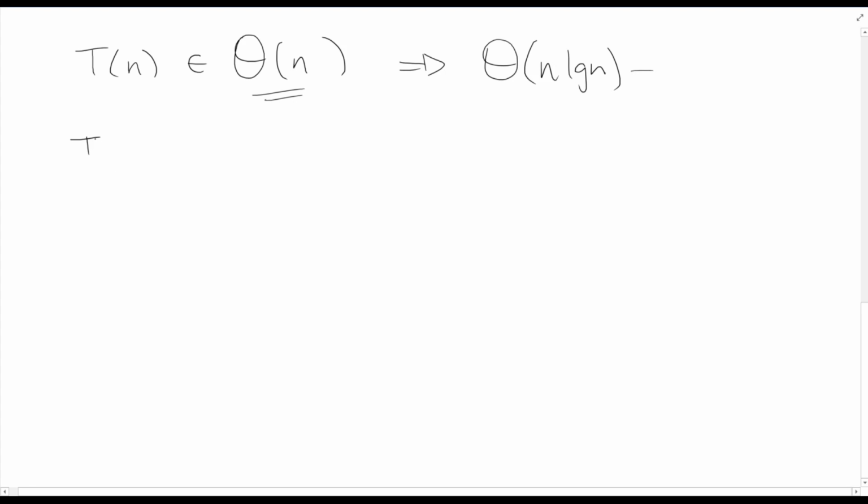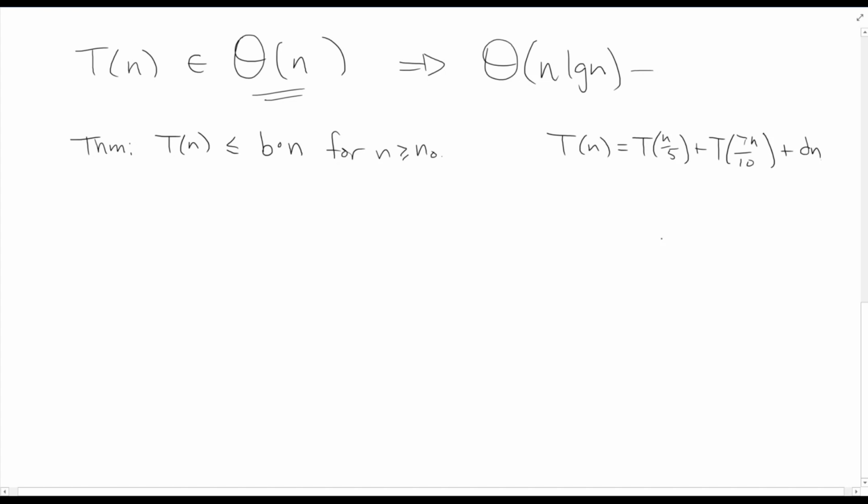So I'm going to set up a theorem here. T of n is less than or equal to b times n for n greater than or equal to n naught. And again, maybe I'll just write my T of n over here that we had. It was kind of a weird one. It was T of n over 5 plus T of 7n over 10 plus dn. Okay, all right.